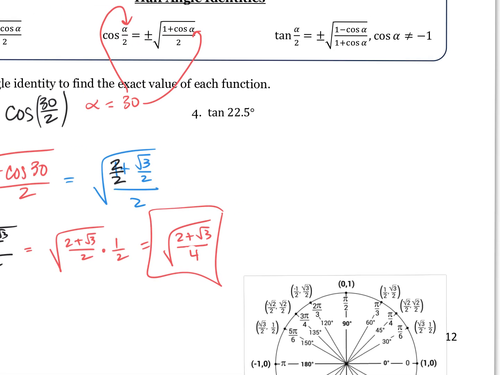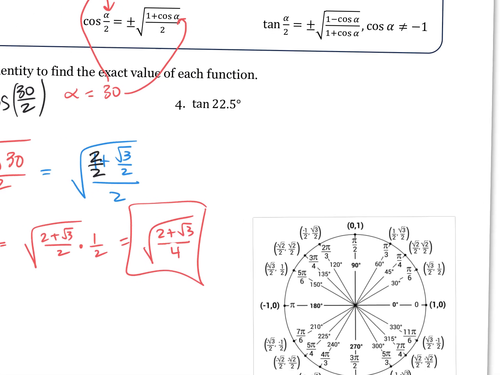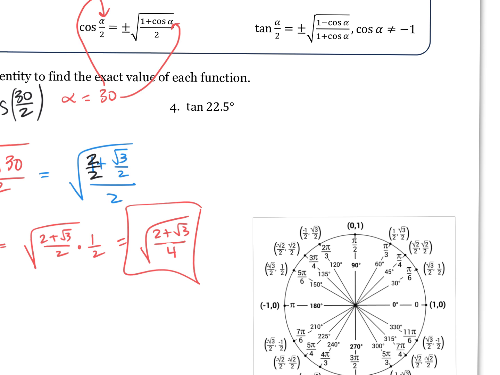Tan of 22.5. What are we going to do to find alpha? What divided by 2 gets me 22.5? Can't you just double it? So this is the same as the tangent of 45 over 2. You will always just double this angle to figure out what that alpha is, every time. Is 45 on my unit circle? Yeah. So my alpha is now 45.